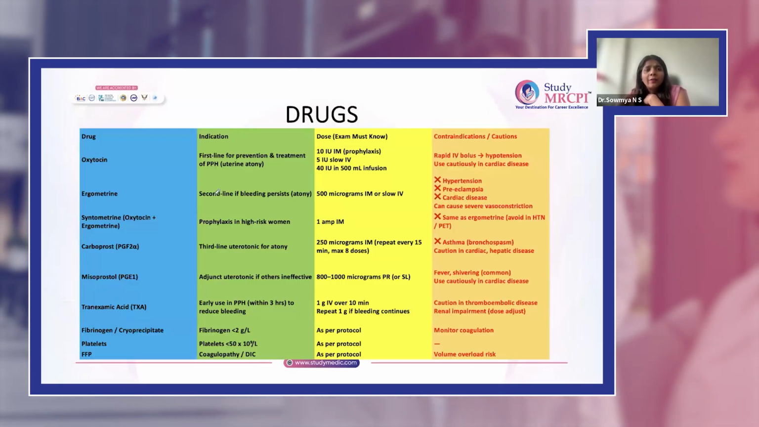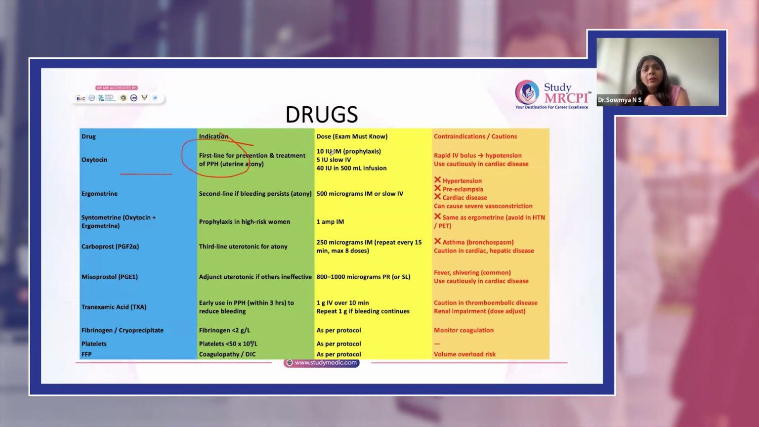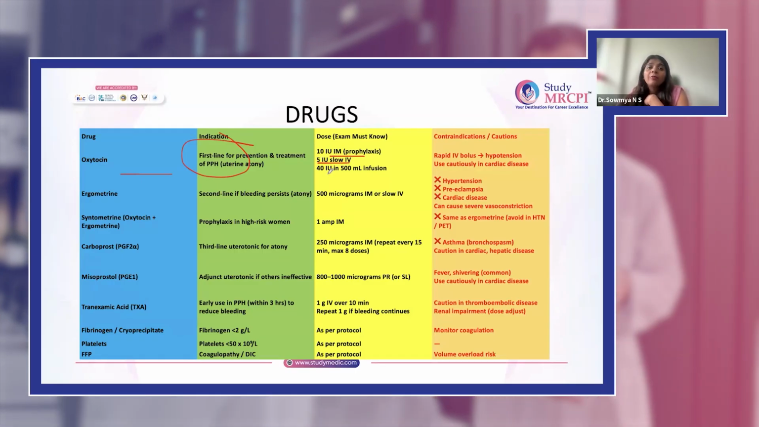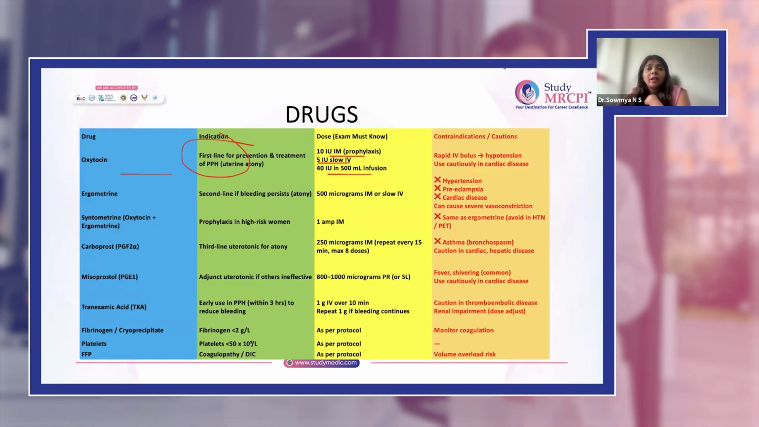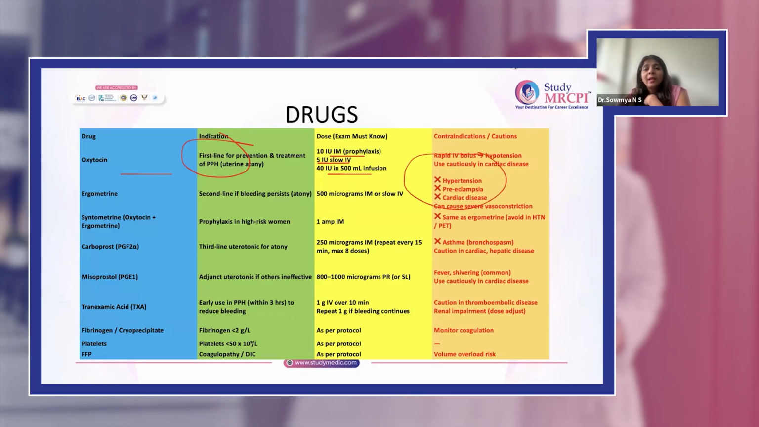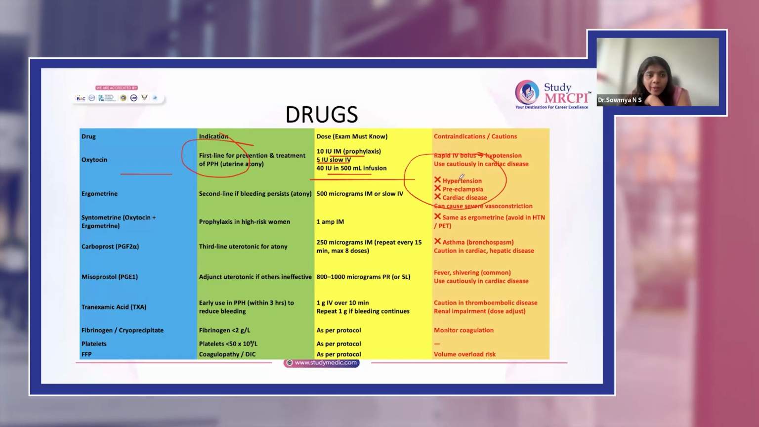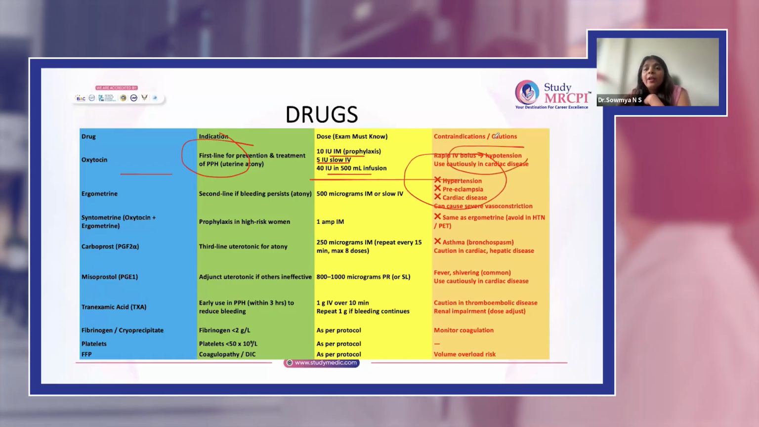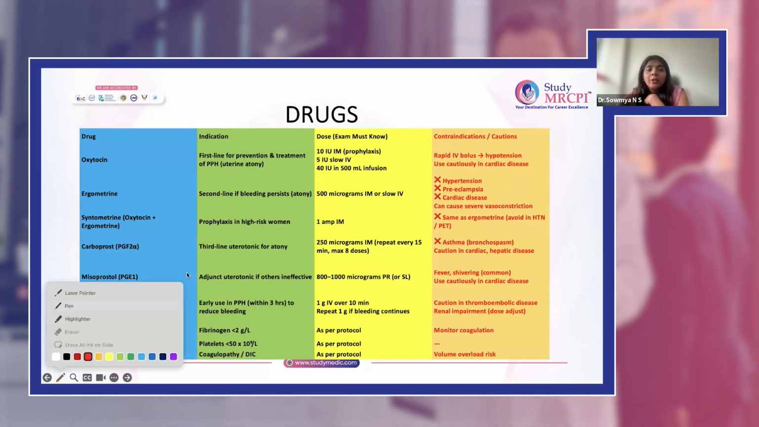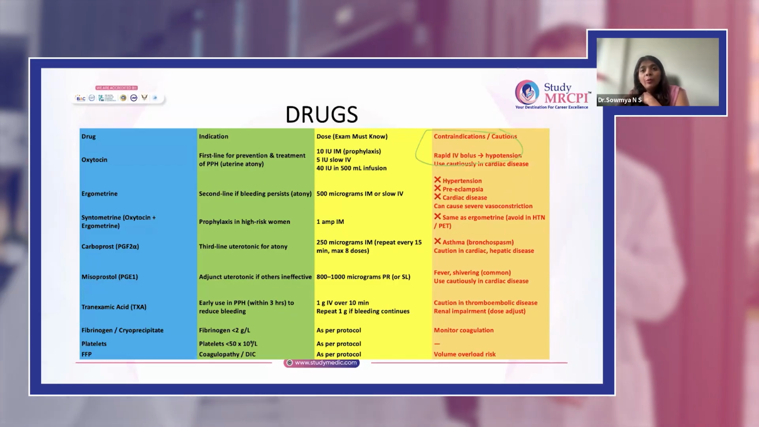Okay. A few things about the drugs. I think we all are aware. Oxytocin is the first line. You can give 10 units IM as prophylaxis, 5 units slow IV, 40 units in 500 ml infusion. You would avoid rapid IV bolus because it can cause sudden hypotension. So rapid IV bolus of oxytocin you would want to avoid.